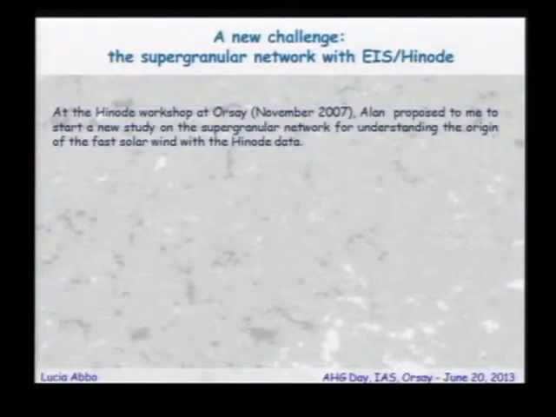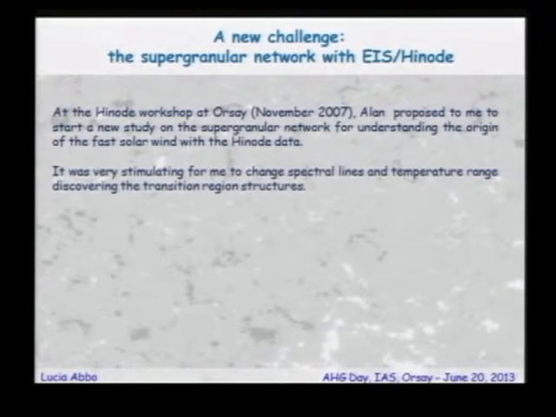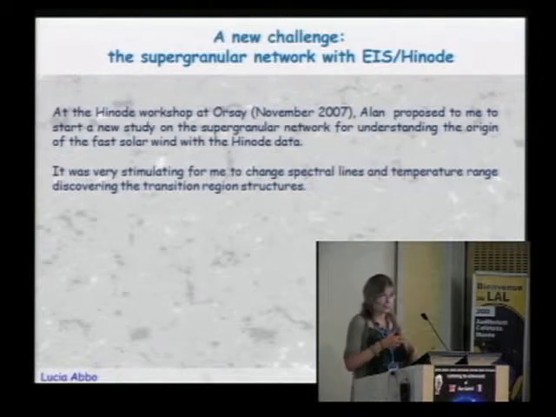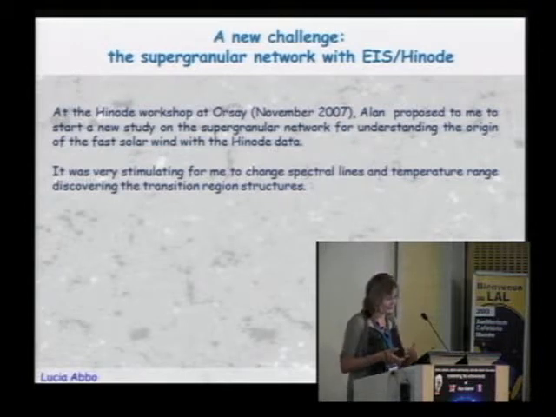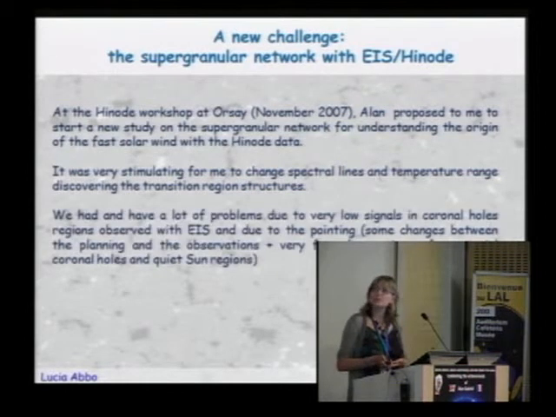Okay. And then we change the subject, because in November 2007, I went to IAS for the HINODE workshop, and at that time, Alan proposed to me to start a new study on the supragranular network for understanding the origin of the fast wind with the HINODE data, so new data. It was very stimulating for me to change spectral lines and temperature range, because my background was about UVCS data and the outer corona, discovering the transition region structures.